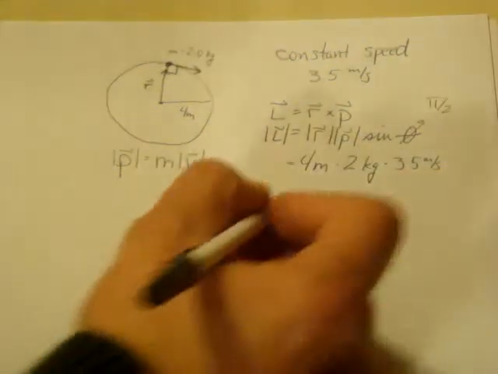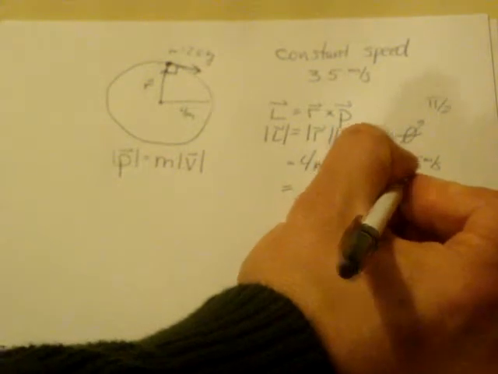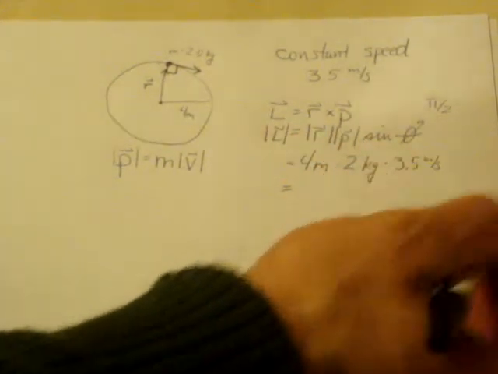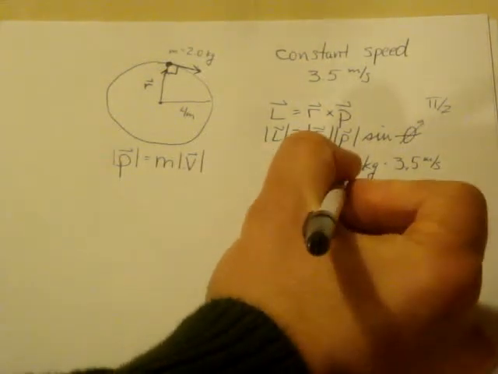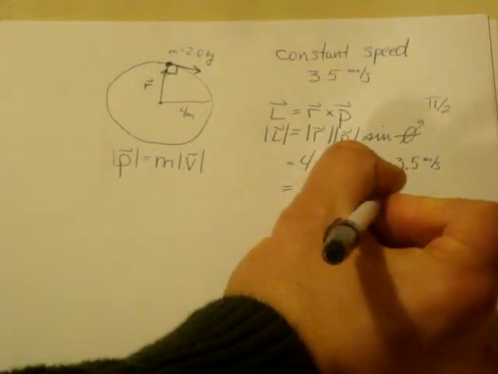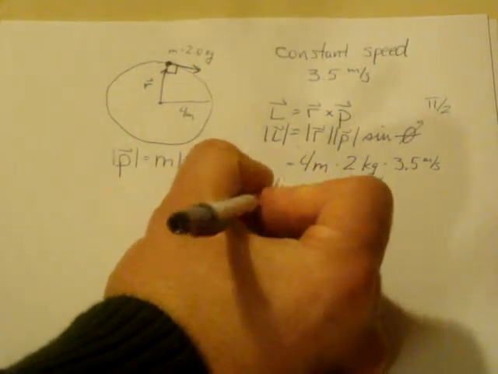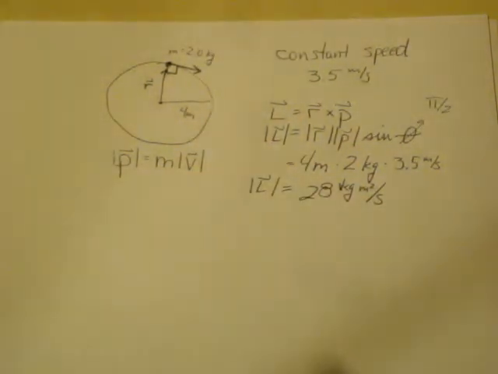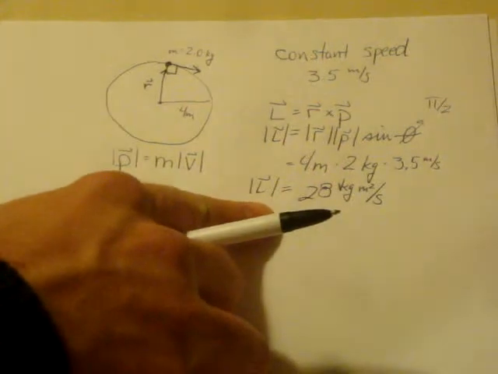And so we simply calculate this value. 2 times 3.5 is 7, times 4 is 28. So that'll be 28 kilogram meters squared per second. That's the magnitude of our angular momentum. Then we need to talk about the direction.